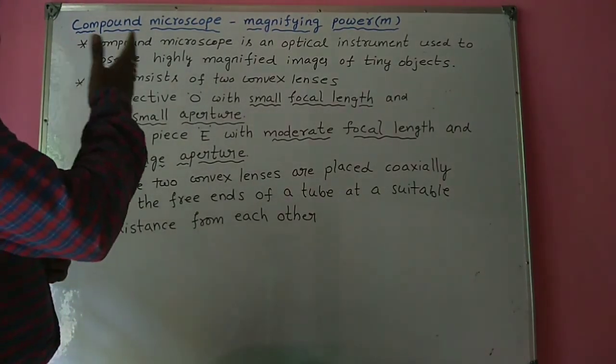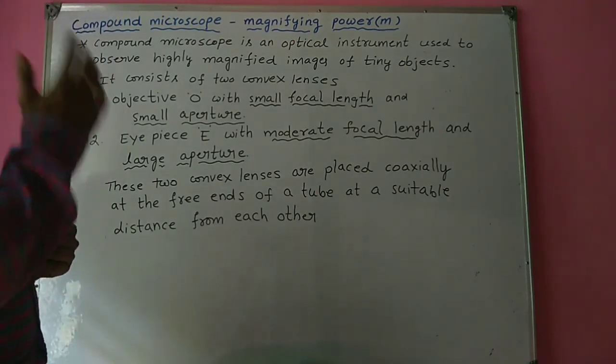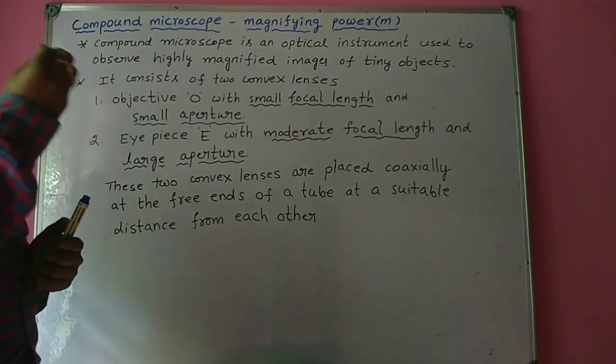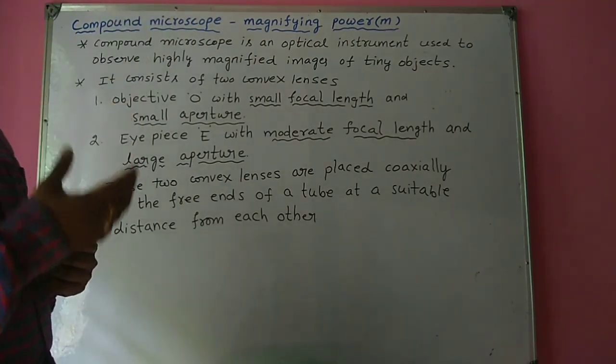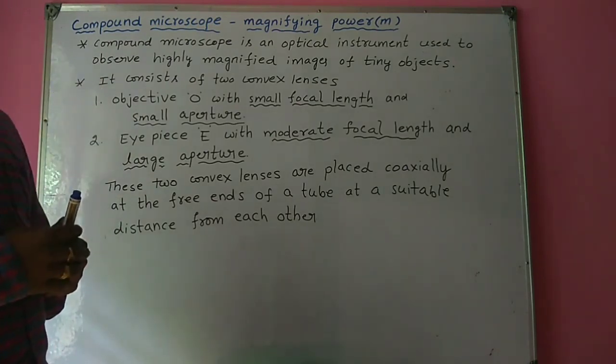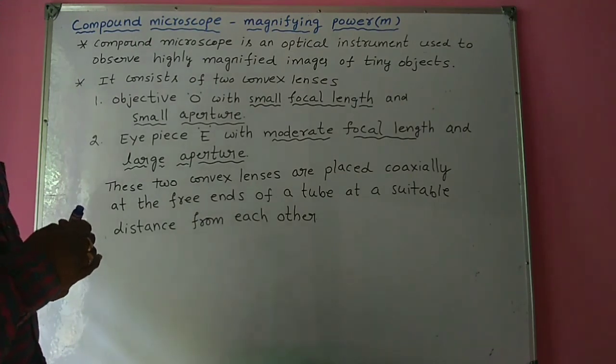A compound microscope is an optical instrument. It is used to observe highly magnified images of tiny objects. Tiny objects means small objects. A compound microscope is an optical instrument used to observe highly magnified images of tiny objects.